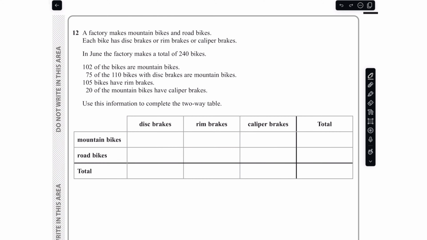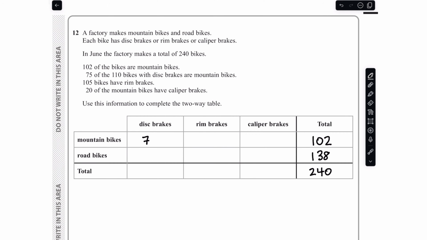So the first thing we know is that the factory makes a total of 240 bikes. So I'm going to put 240 here. We also know that 102 of the bikes are mountain bikes. So then I'm going to write 102 here. Therefore, to obtain the value of the total number of road bikes, we can subtract 102 from 240, and that gives you 138.